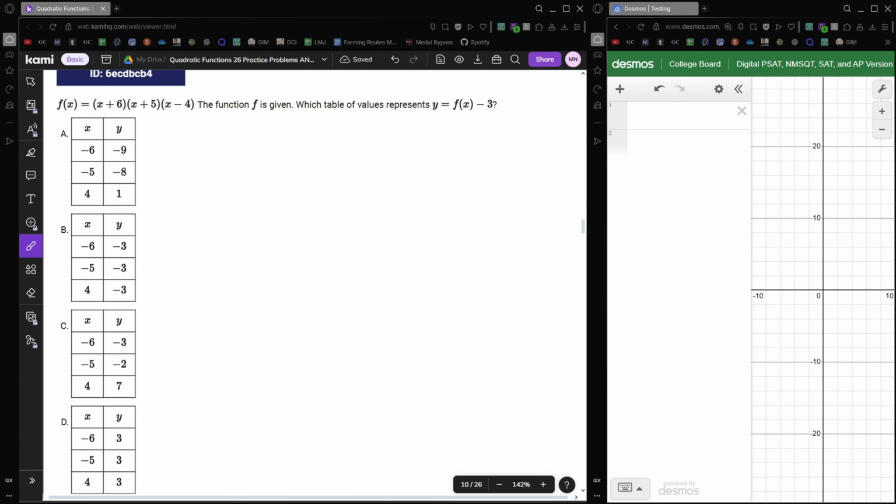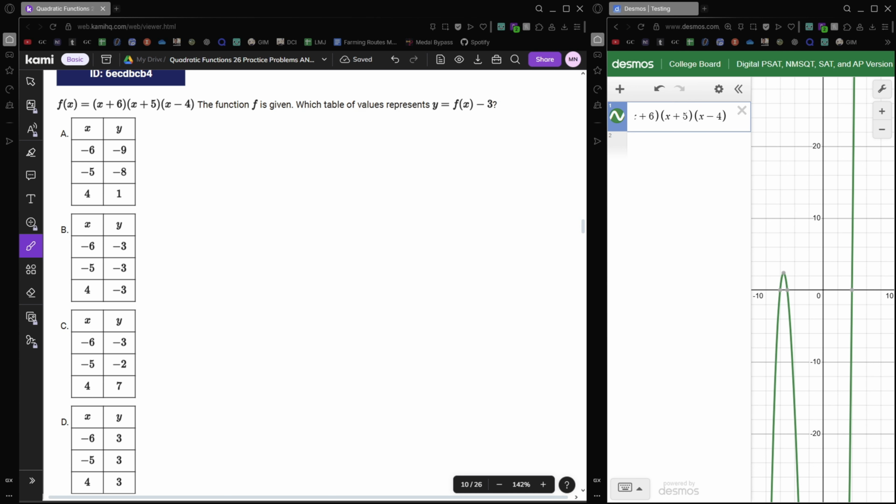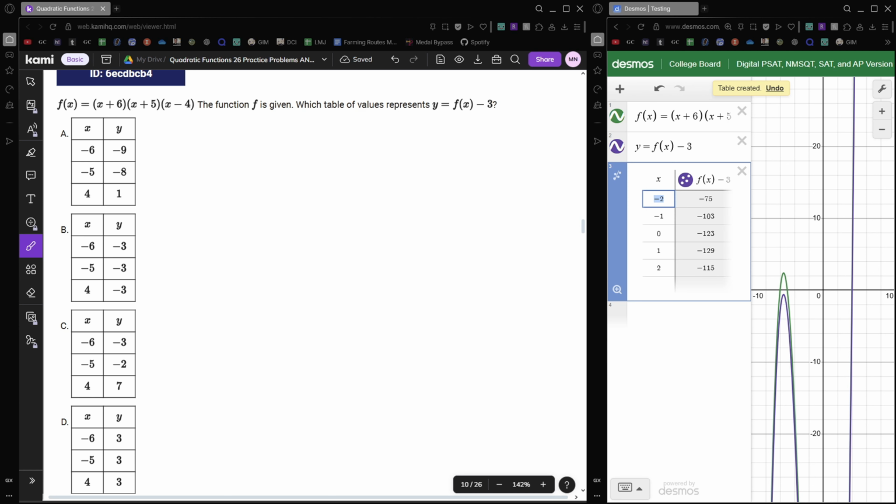Question number 10. The function f is given. Which table of values represents y equals f of x minus 3? Let's go ahead and type both of those equations into Desmos. So there's f of x, and then we also want to type in our second equation, y equals f of x minus 3. Now all of our answer choices are tables, so what you can actually do is click this gear icon right here, and then in our y equals f of x minus 3 equation, click the table, and they went ahead and made a table for us.